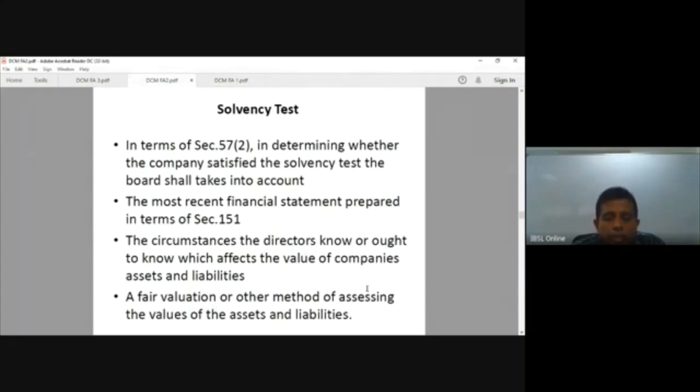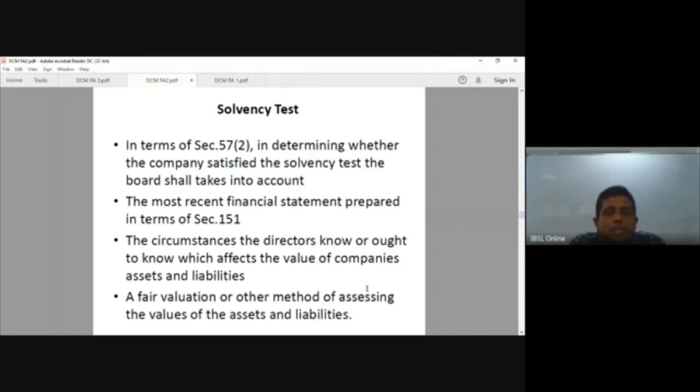Right. Now, in the last paper I also checked this solvency thing. Therefore, you have to have a better understanding about the solvency requirement, how you calculate the solvency test for a particular company. Right. In terms of section 57.2, in determining whether the company satisfies the solvency test, the board shall take into account these things.